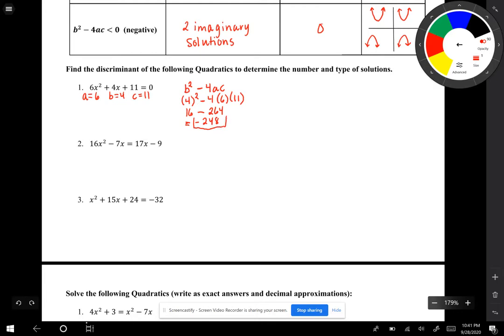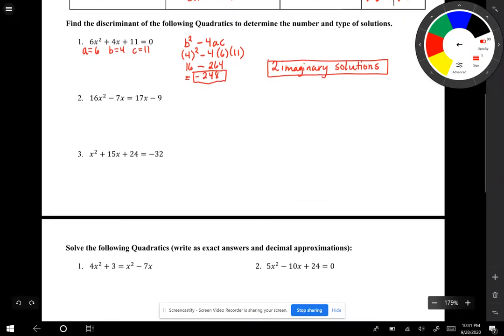So that is the value of the discriminant. When it says find the discriminant, it is negative 248. Because it's negative, that means you will have two imaginary solutions. So this is pretty easy, just basic math, and then telling how many and what type of solution.